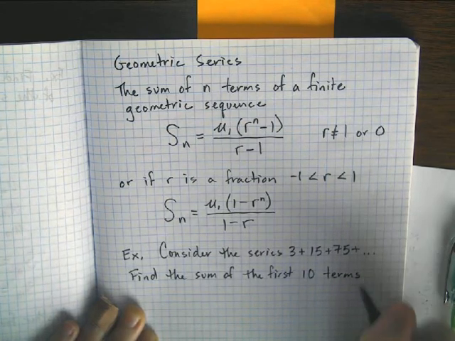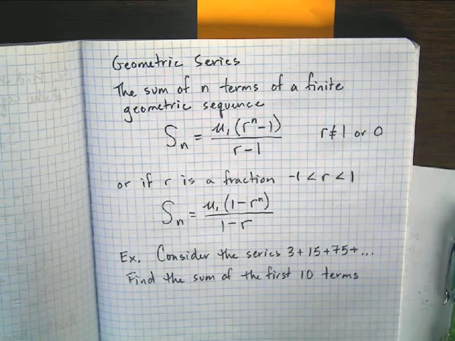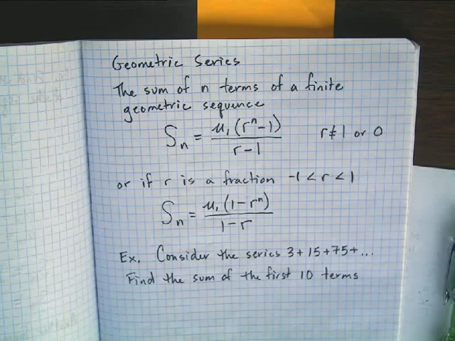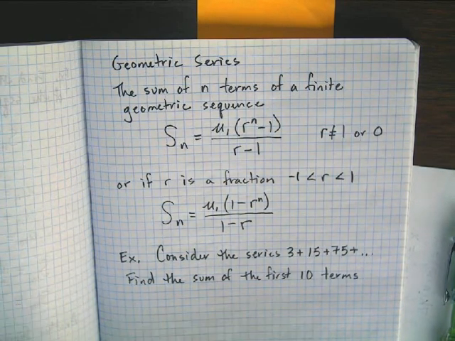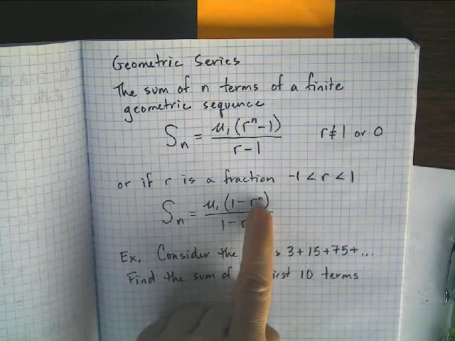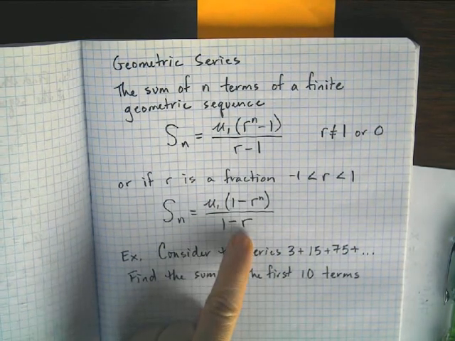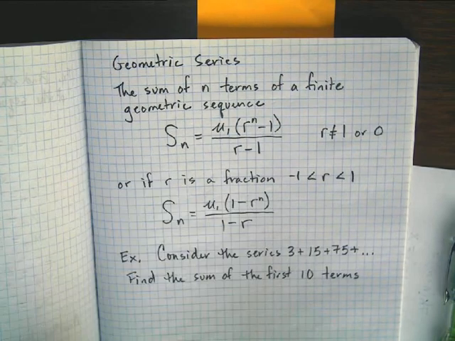Okay, so notice the formula. It's actually kind of a little bit simpler than the arithmetic one. We don't need to know the last term. All we need to know is how many terms there are. That's n. We need to know the first term. That's u sub 1. And we need to know the common ratio. So perhaps the common ratio might be the trickiest thing to figure out.